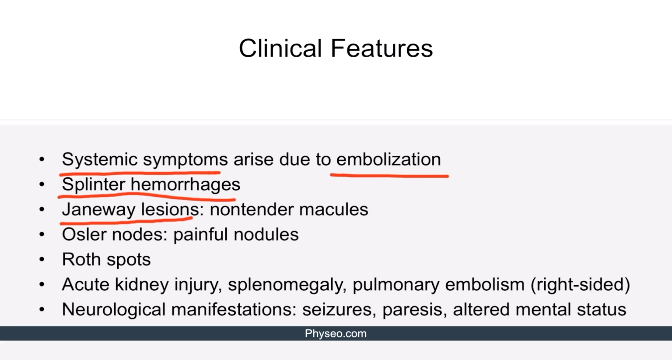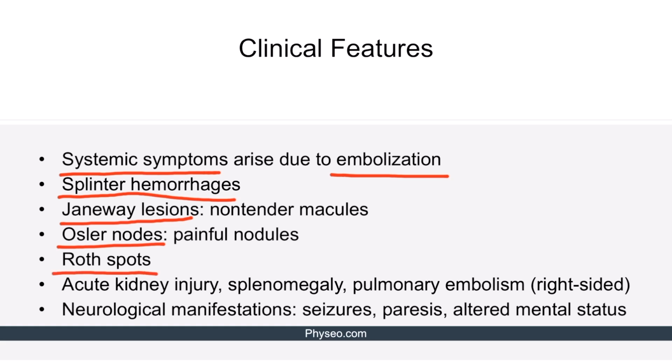Janeway lesions are small, non-tender macules on the palms and soles that arise due to microabscess formation in response to septic embolization. Osler nodes are painful nodules on the pads of fingers and toes that arise due to a localized immune-mediated vasculitis due to septic embolization.